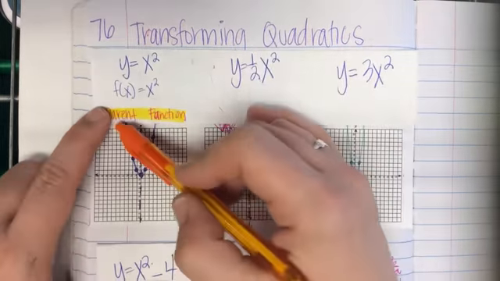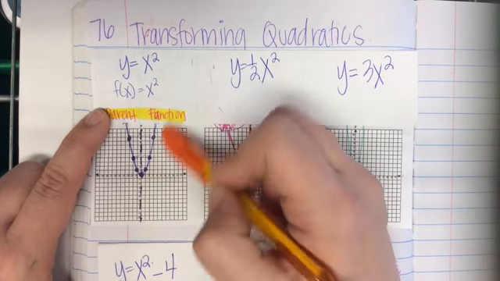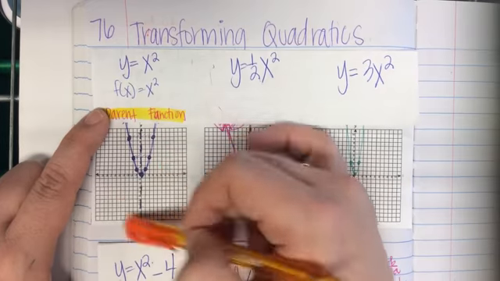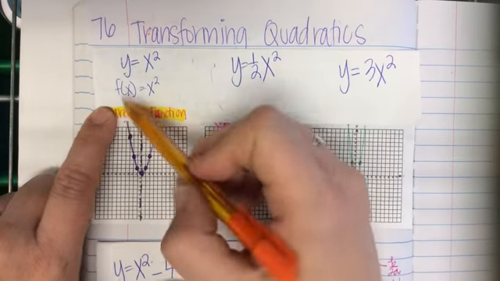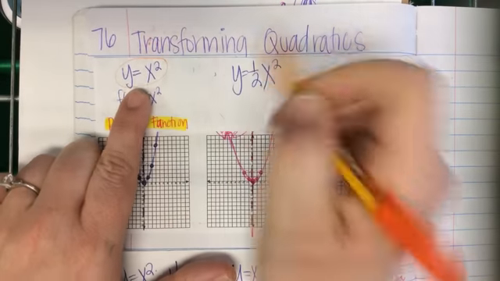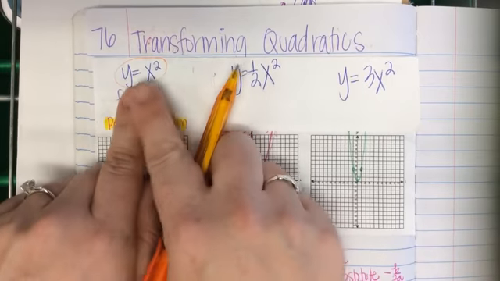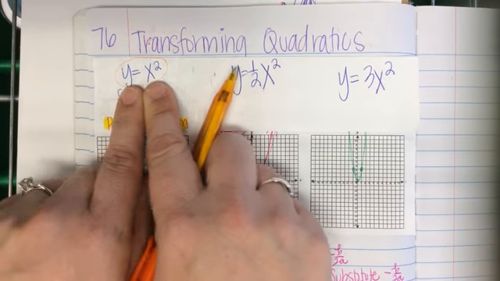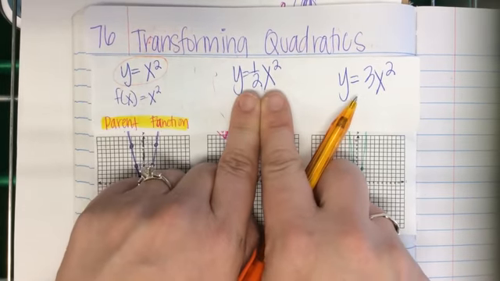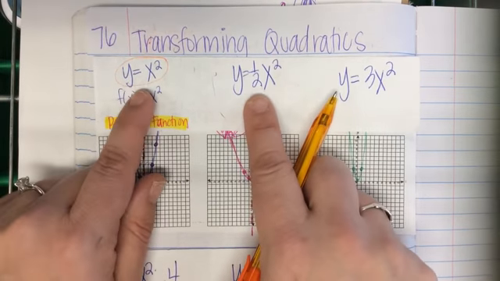The parent function is y equals x squared. It is the most basic. It is what every quadratic function wants to be. What did we do from the parent function, y equals x squared, to this function? What did we change from this equation to this equation? What's the difference? What did I change? This is not a trick question.